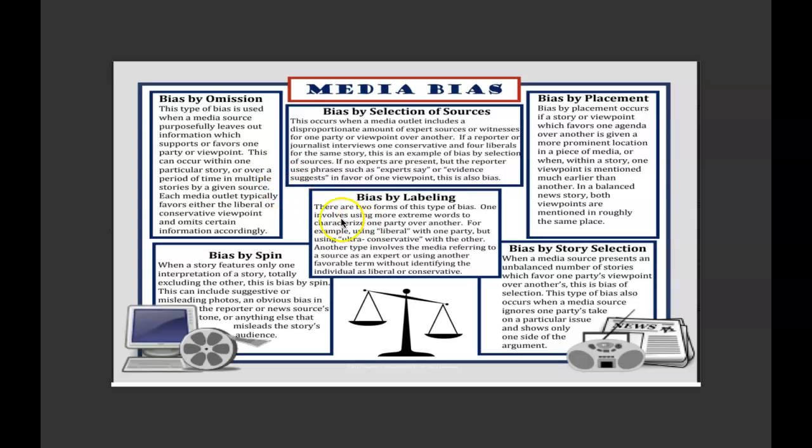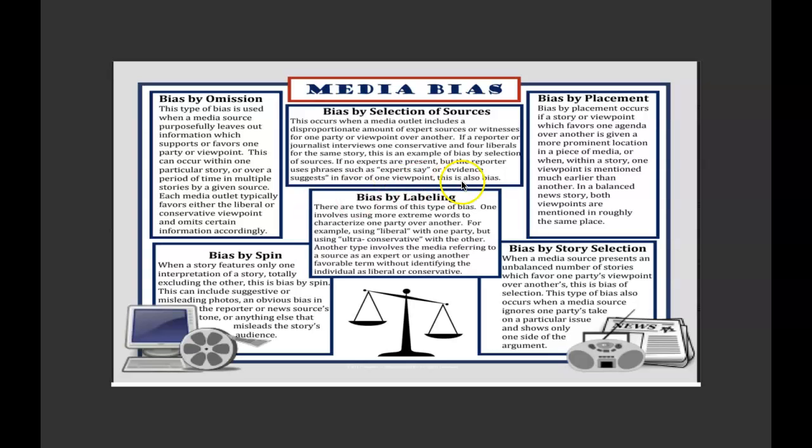Let's jump down here in the middle. Bias by labeling. So there are two forms for this type of bias. One involves using more extreme words to characterize one party over another. For example, using the word liberal with one party but using ultra-conservative with the other is clearly bias. And another type involves the media referring to a source as an expert or using another favorable term without identifying the individual as liberal or conservative.